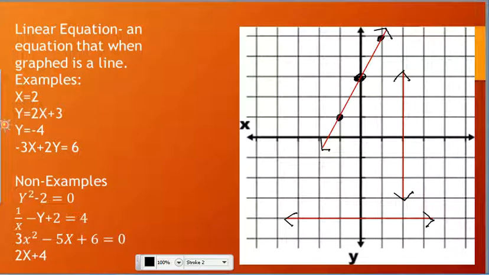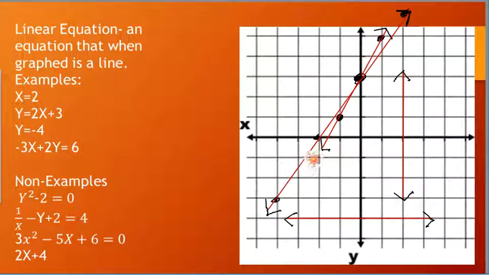And then the last one, negative 3x plus 2y equals 6. It's going to cross through the y-axis at 3 as well. Okay, so this last one, negative 3x plus 2y equals 6, we can see that it also slants up and to the right. Okay, so that is how all of these equations graph a line.